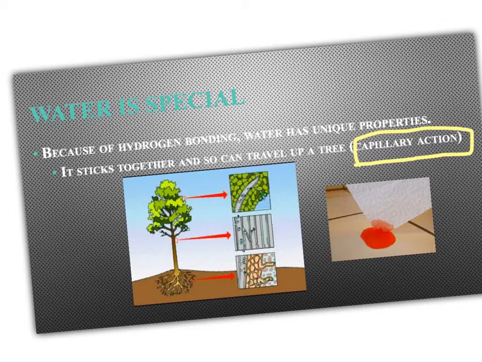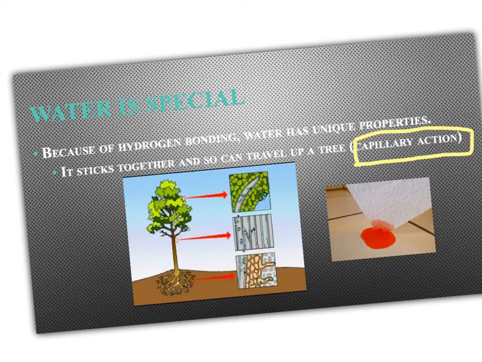This wouldn't be the case for other kinds of liquids. Water's special this way, and so because of that, of course, the tree can get water all the way from the roots all the way up to the leaves. Very important property for plants.